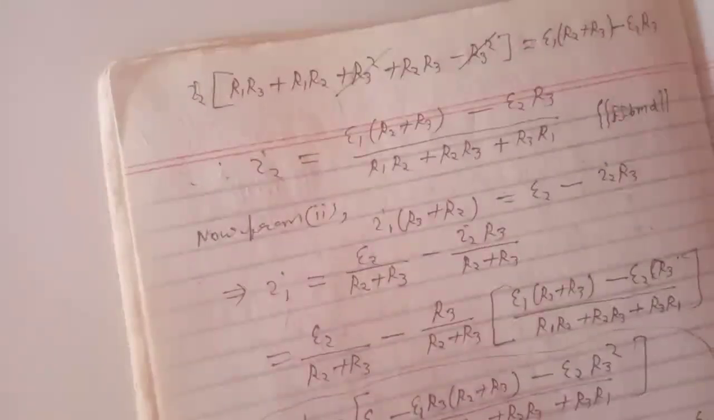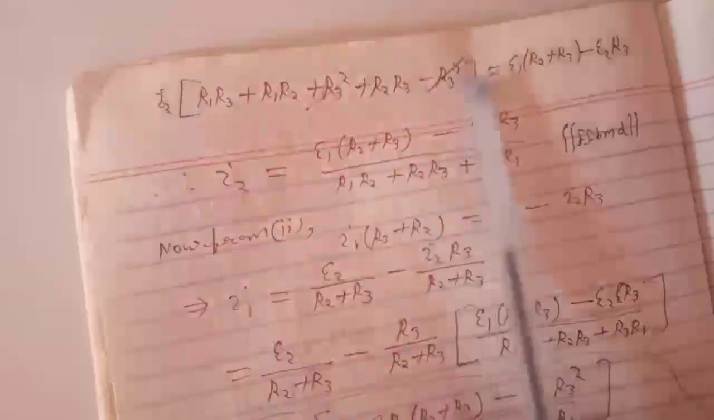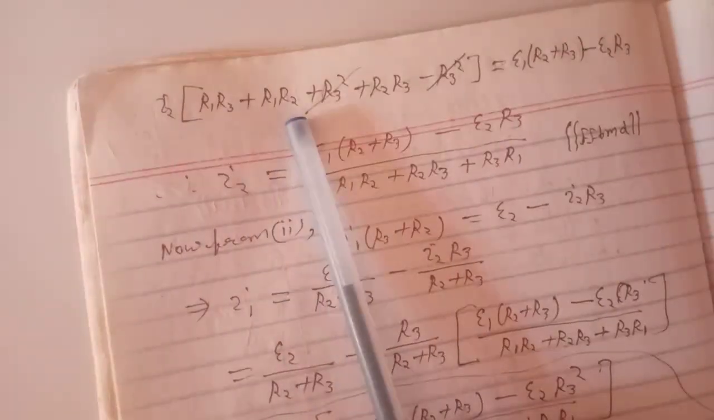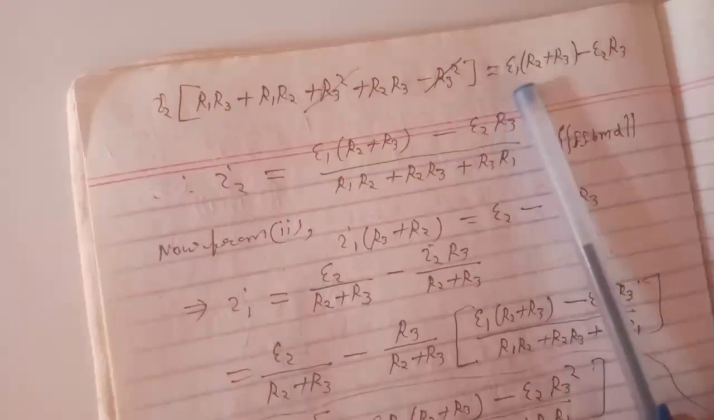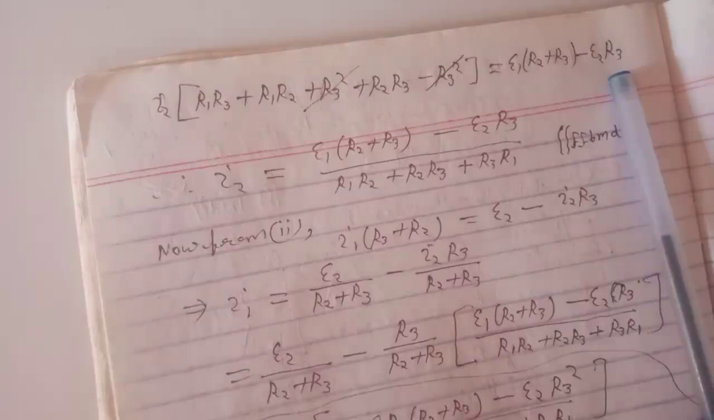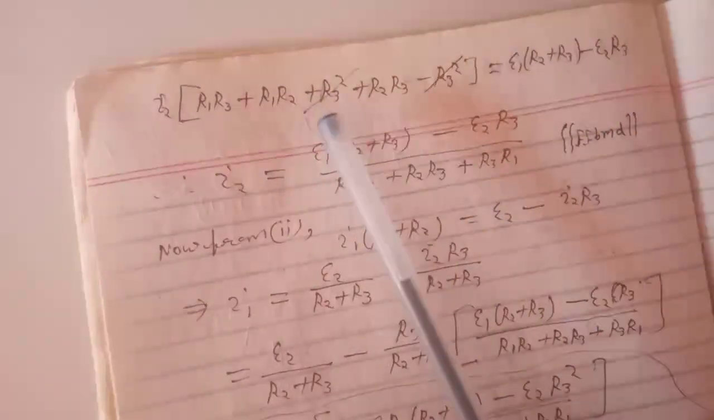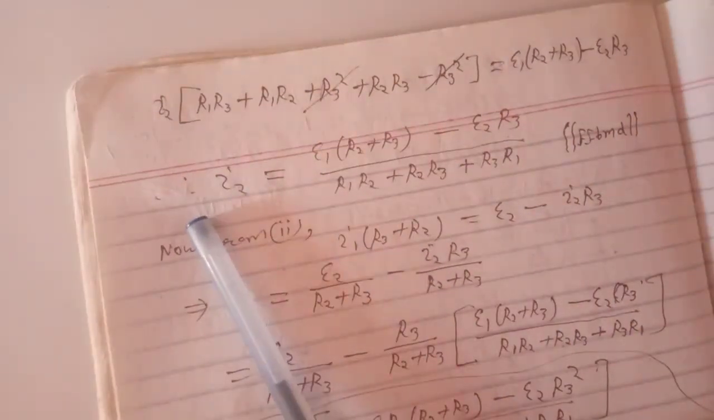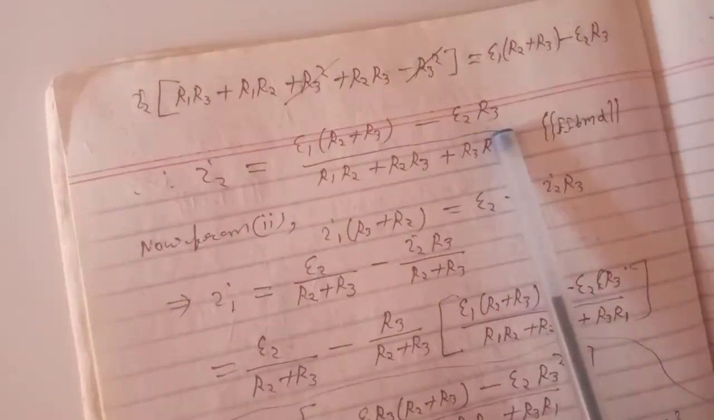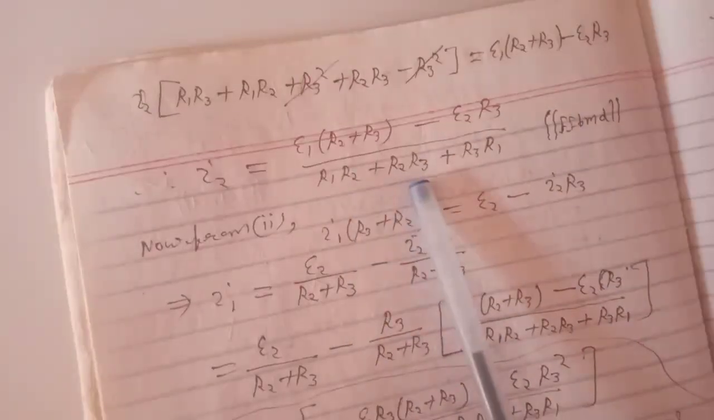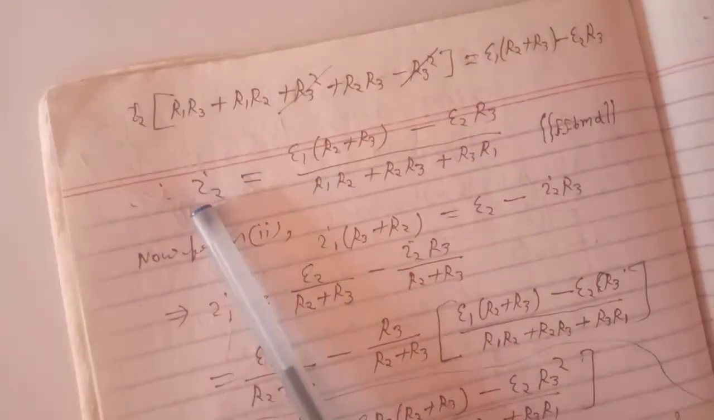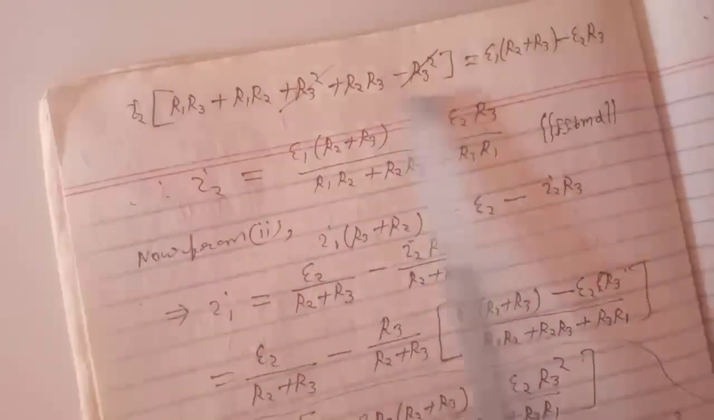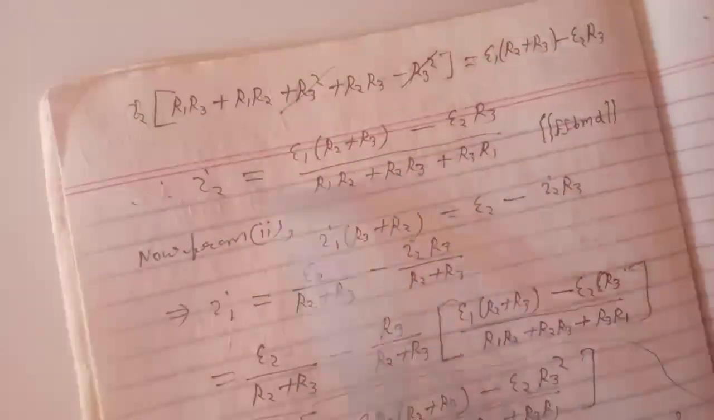So, simplifying again, we have I2 times (R1 R3 + R1 R2 + R3² + R2 R3 − R3²) equals E1 (R2 + R3) − E2 R3. Now this will cancel out, so we have I2 equals [E1 (R2 + R3) − E2 R3] divided by (R1 R2 + R2 R3 + R3 R1). So we get the value of I2 in terms of EMF and resistance in formula form.